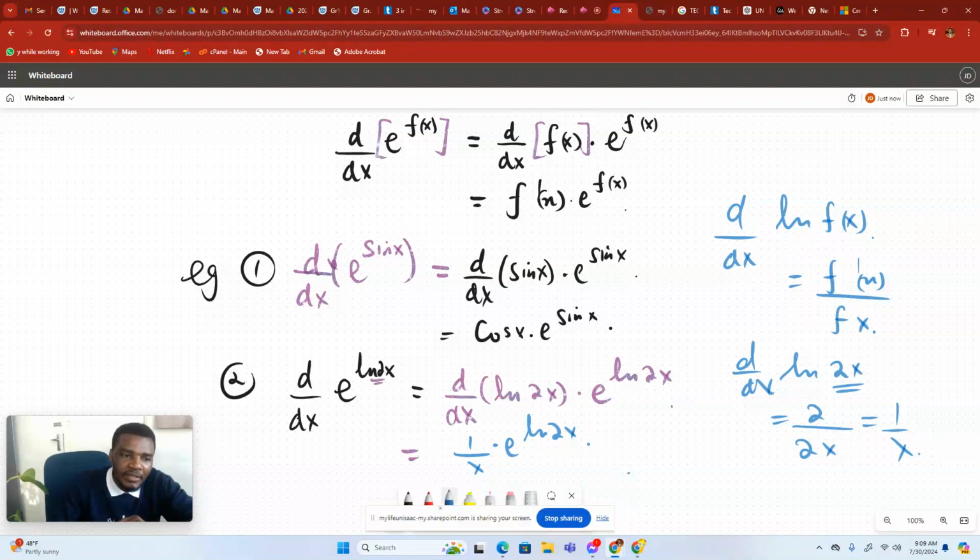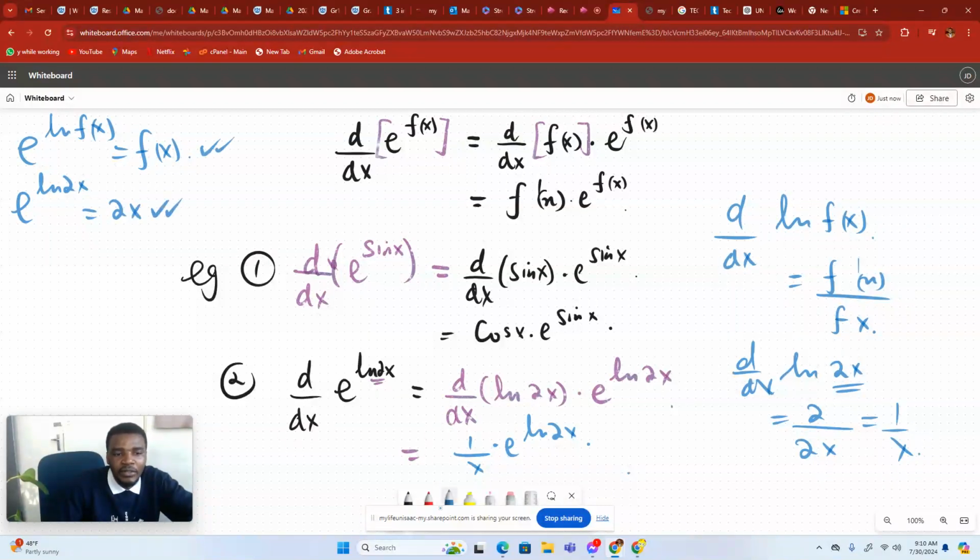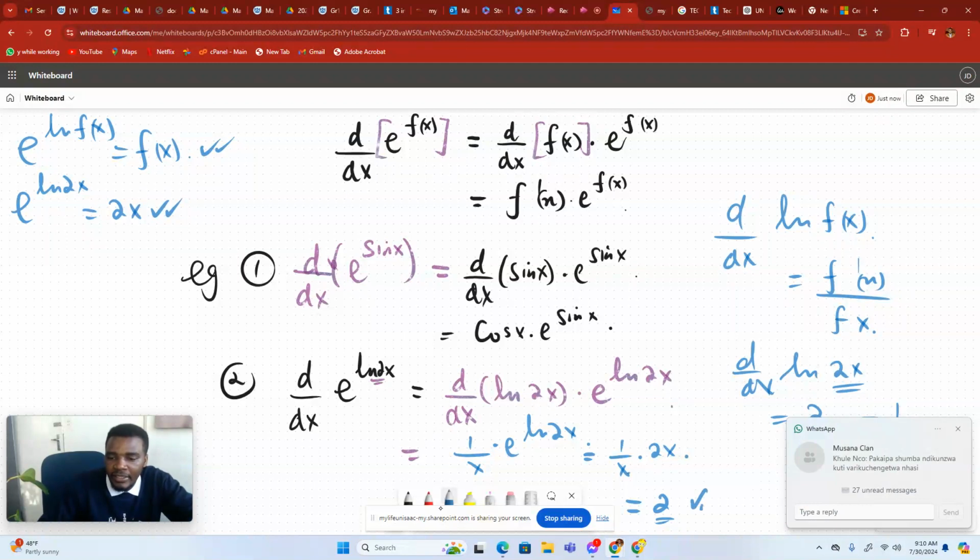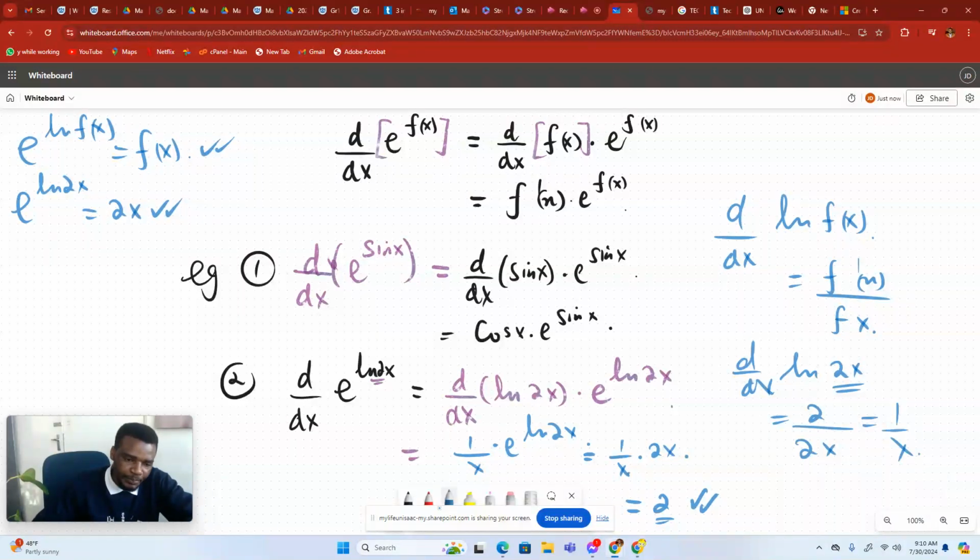But also bear in mind that e to the power of ln of f of x is equivalent to f of x. So e to the power of ln of 2x is straight away the same as 2x. Having this in mind, we can rewrite our answer as 1 over x times 2x. If you simplify this further, you end up with 2 after cancelling the x variable. So by the end of the day, the solution is 2.